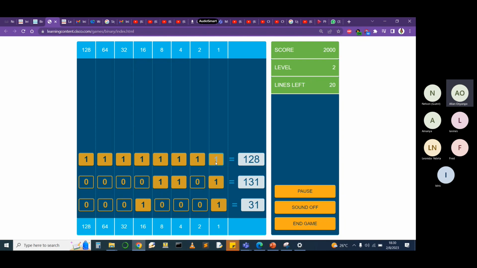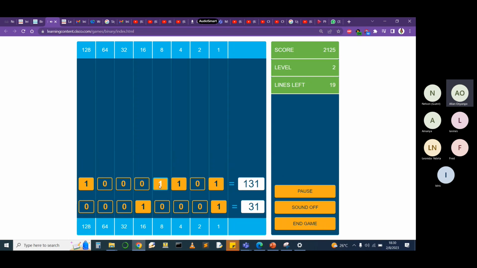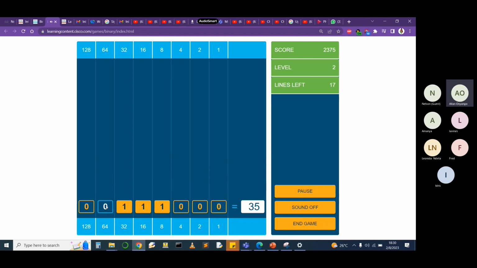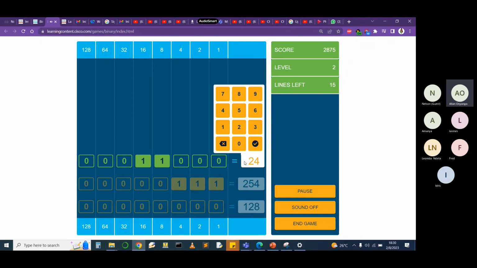128 is here. Good. 131 should be 128 plus 3. 31 should be 16 plus 15. 15 is the total of these ones here. 35 should be 32 plus 3. Okay, there. 65 is 64 plus 1. Remove these ones here. This one is actually 16 plus 8, which is 24. 254 is everything else apart from 1.